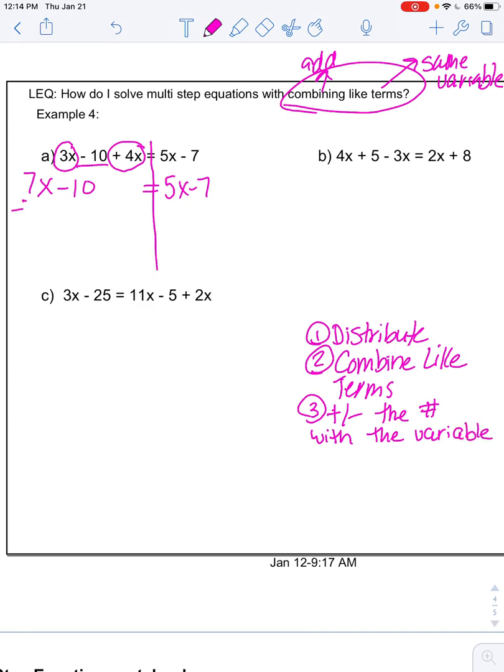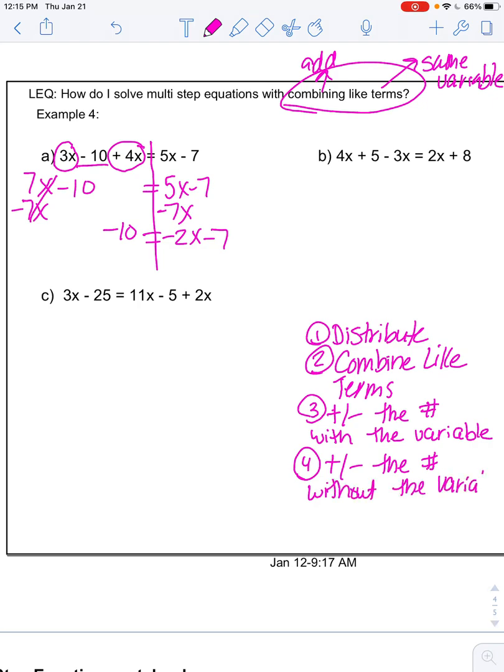Okay, so I'm going to subtract 7x from both sides, and then I'm left with negative 10 equals negative 2x minus 7. So now I'm in my two-step equation, so I can add or subtract the number without the variable. Okay, so I'm going to add 7 to each side, and I get negative 3 equals negative 2x, and then my last step is still going to be divide. So I divide by negative 2, divide by negative 2, and I end up with an answer of x equals 1.5.